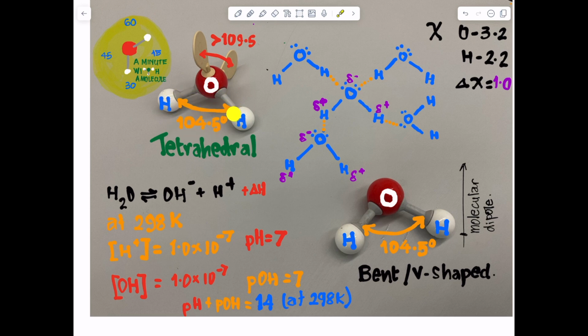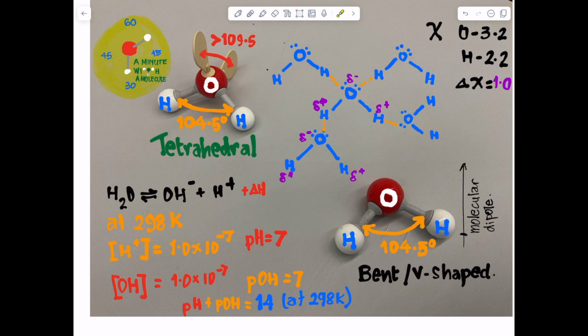This is where we can get this bond angle of 104.5 degrees, smaller than the typical angle of a perfect tetrahedron, which is 109.5. So that's why we can also say less than 109.5 for this and greater than 109.5 for the lone pair to lone pair repulsion.